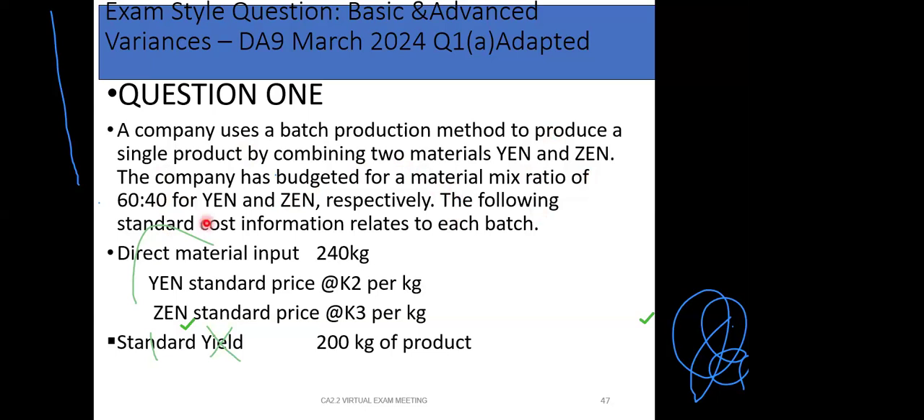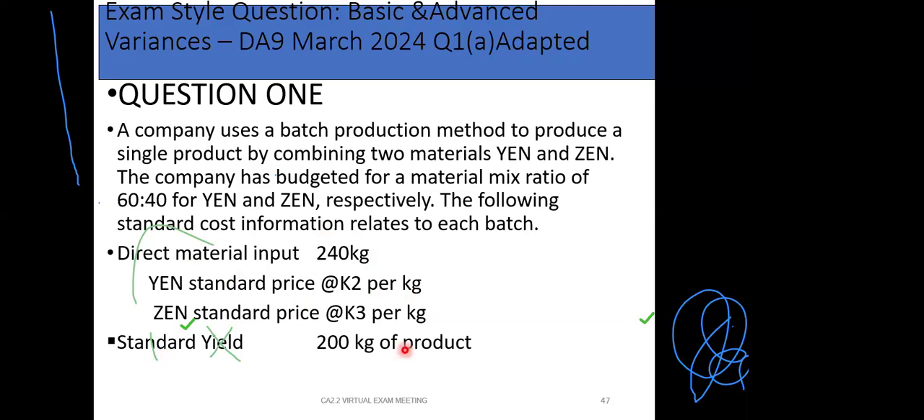The following standard cost information relates to each batch. Everything here down there is standard, what it should have cost, what should have been used. Direct material input is 240, that's the standard. Then Yen standard price is 2 kwacha per kg, Zen 3 kwacha per kg.